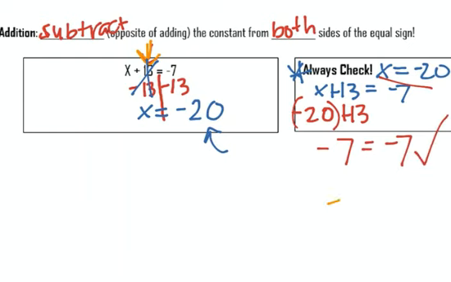If you ever got like negative 3 and the answer was supposed to be negative 7, that would obviously not be correct. So you want to go back and try the equation again. But we got something that worked.